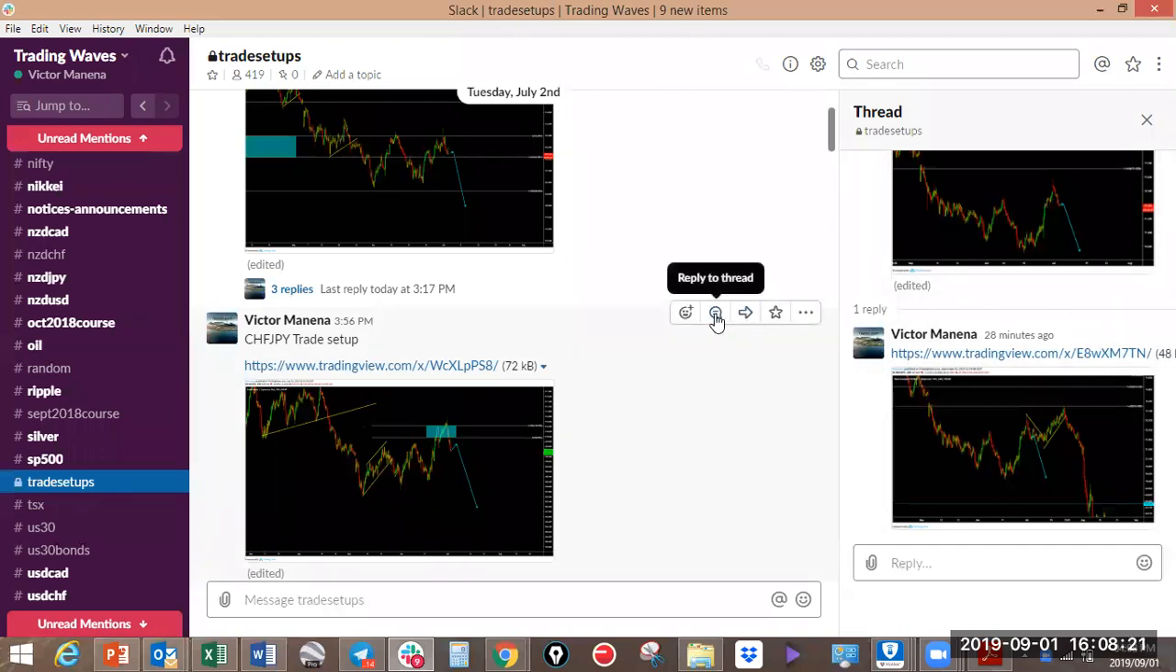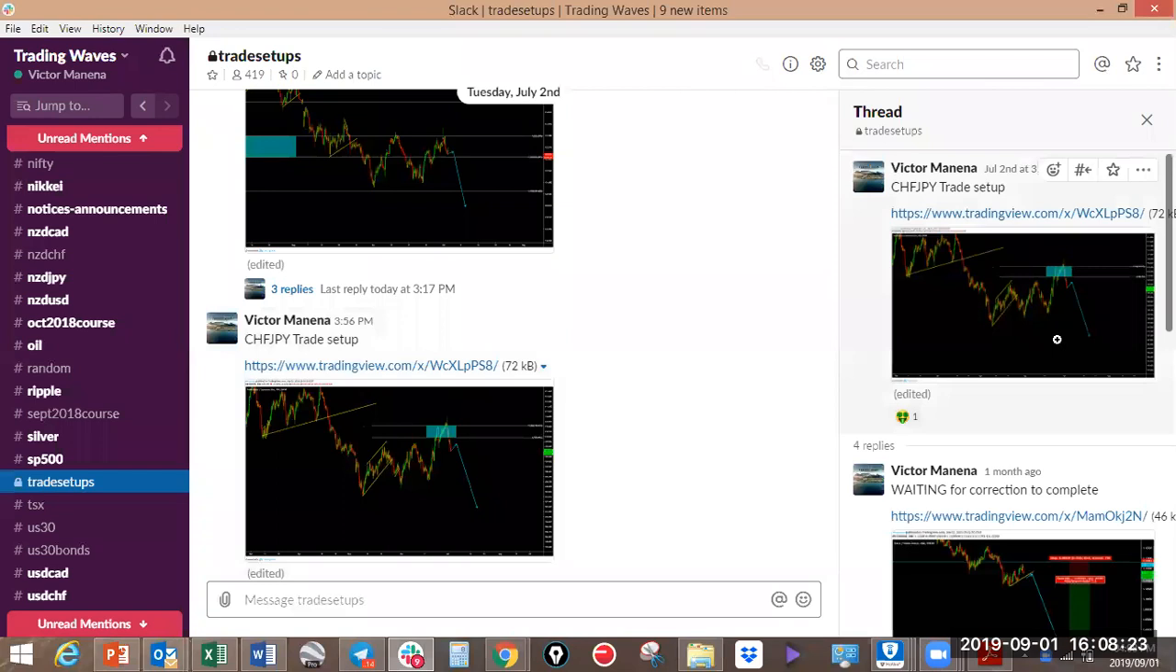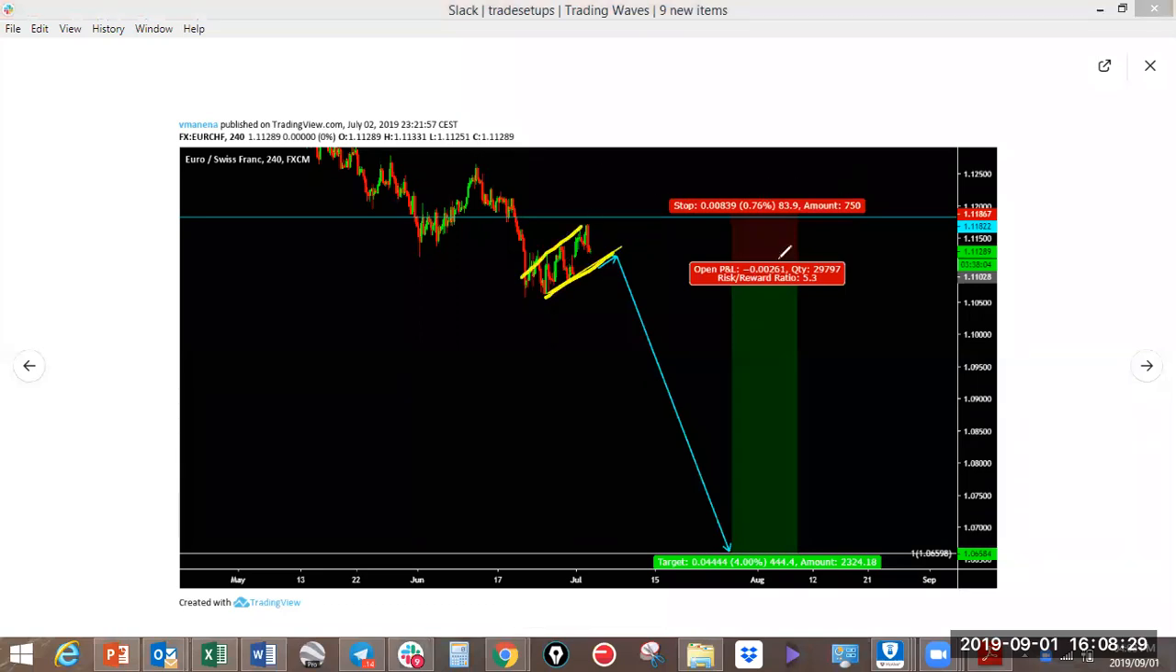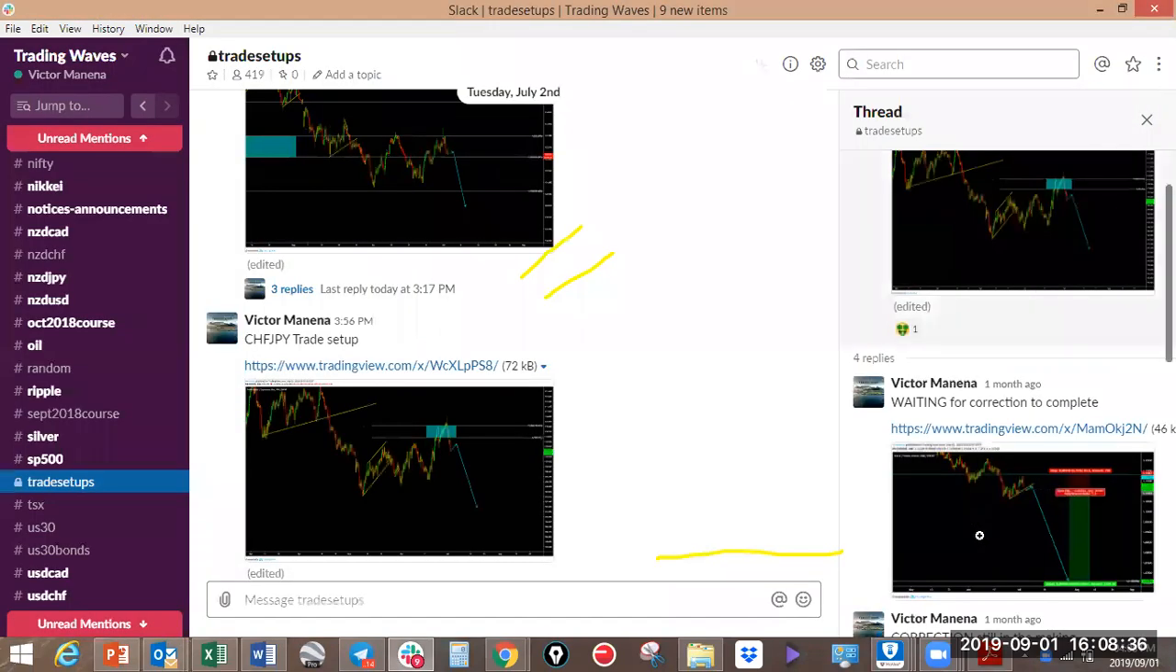So let's have a look at the updates here on the thread. So you see that is the update. Now, this is when you're getting an entry point. Now, this is actually trading. You get an entry point, you get a stop loss, and then you get a take profit level. Clear setup. Now you enter and you let the trade play out.